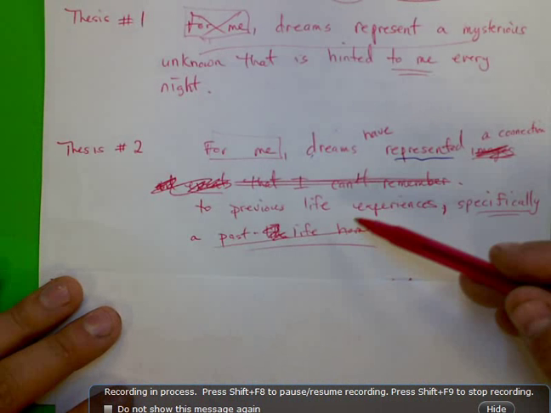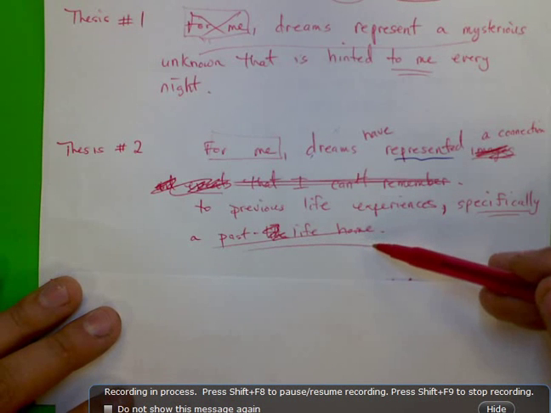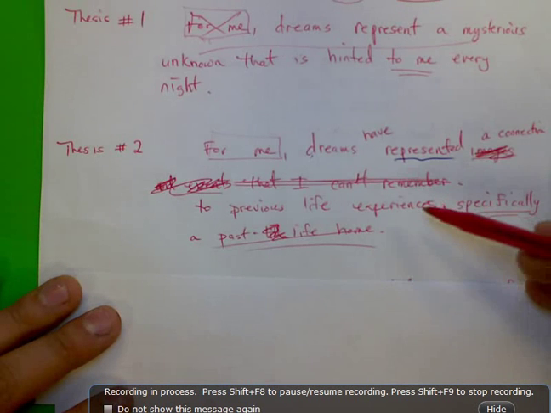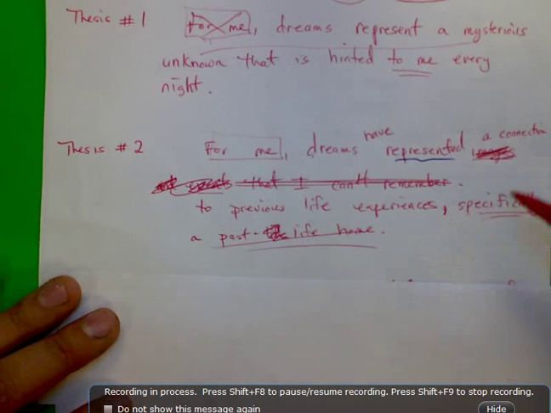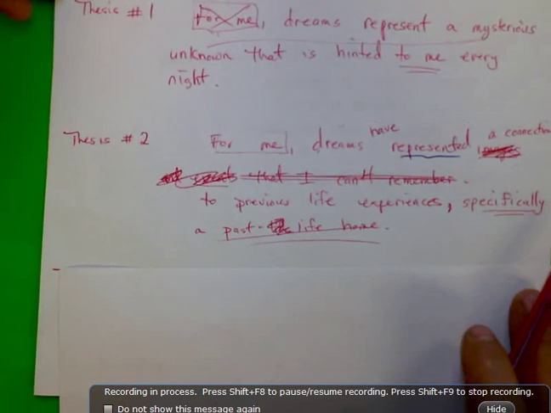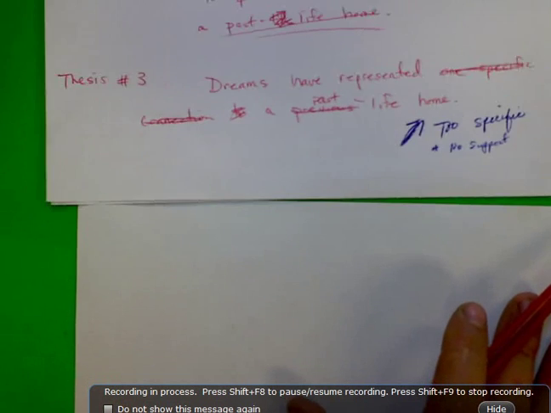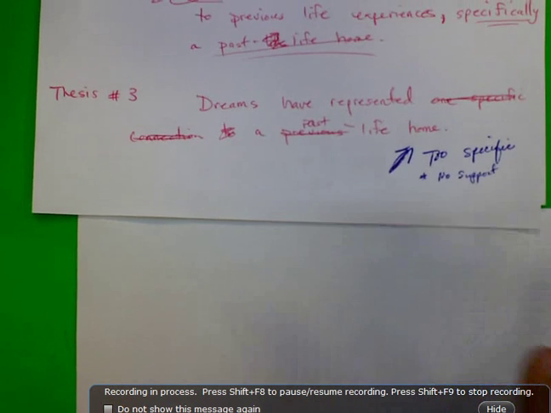You can see a past life home here. I've added that in. Specifically a past life home. This is a little too wordy, so I want to clarify and focus this even more. So let's see how I did in the third draft. Still didn't like it, but I think it's getting better. It's more specific. Look how much shorter it is.